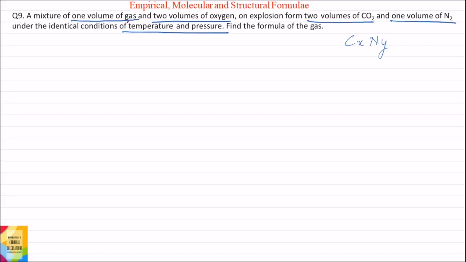अब जो इक्वेशन हो जाएगी रिएक्शन की वो होगी CxNy प्लस O2 फॉर्मिंग CO2 प्लस N2. तो जो भी कार्बन और नाइट्रोजन प्रेजेंट है इस गैस में वो कन्वर्ट हो जाएगी कार्बन डाइऑक्साइड और नाइट्रोजन में. अब क्योंकि रिएक्टेंट्स और प्रोडक्ट्स सब गैसियस स्टेट में है, सो रिलेटिव वॉल्यूम ऑफ रिएक्टेंट्स एंड प्रोडक्ट्स will be equal to relative number of moles.